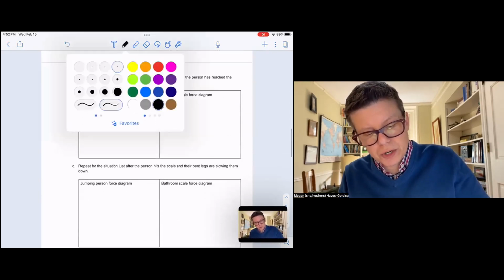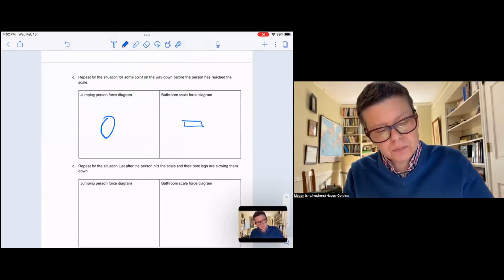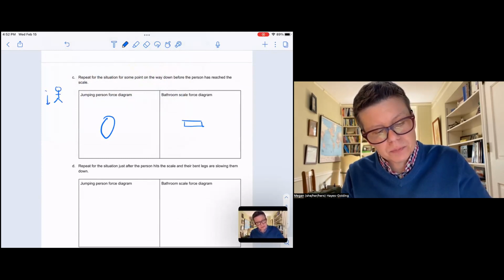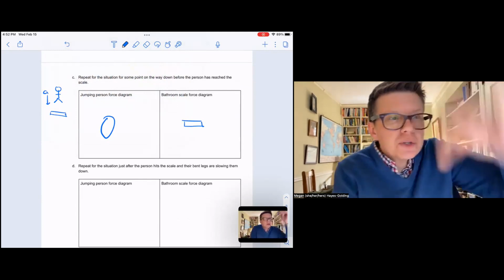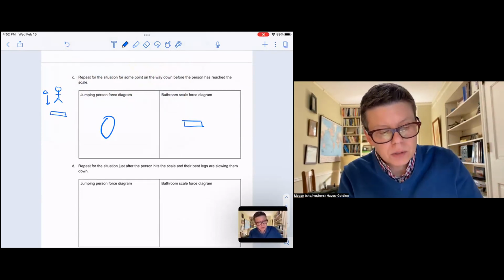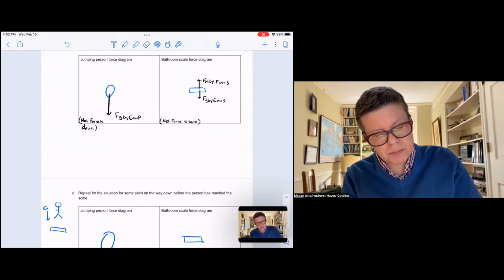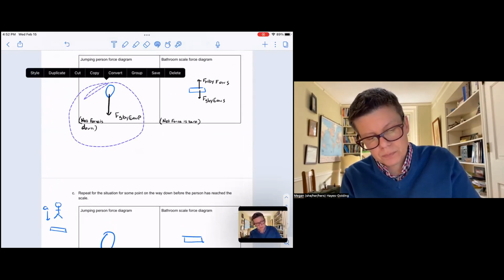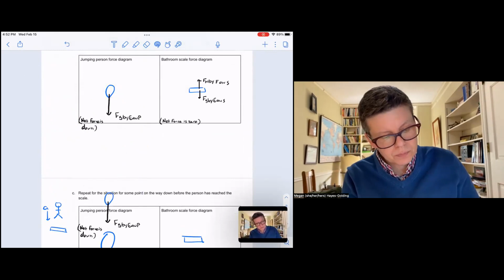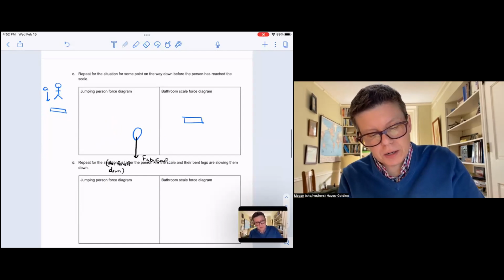Let's go to scenario C. Person, scale, person is coming down and accelerating down, bathroom scales beneath them, right? All right, person's coming down, slowing down, coming down, speeding up. Oh, wait, hang on. They're in the air. That's exactly this situation. I'm going to save myself a little time. Bear with me, I didn't plan that ahead terribly well.